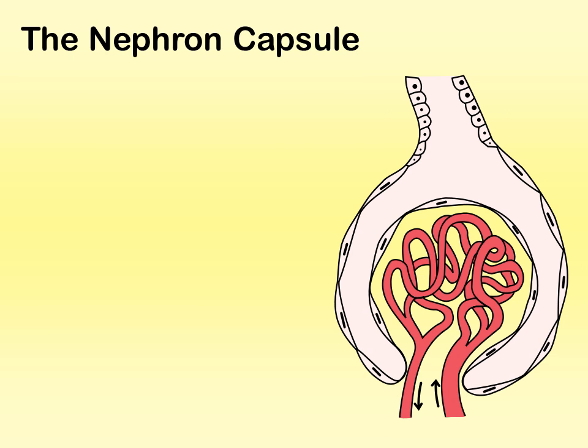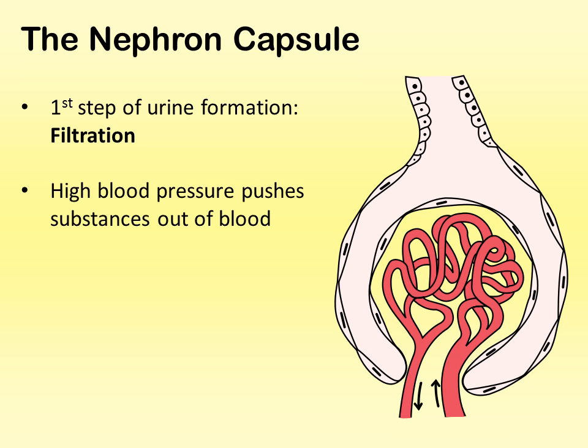Okay, so let's start the process of urine formation by looking at the first step, filtration, which occurs in the nephron capsule. So again, this is the first step of urine formation, filtration. It happens here in the nephron capsule. The blood is passing through very thin capillaries here, and there's an amazing amount of blood pressure within this ball of capillaries due to there being a larger diameter of the entering blood vessel than the one that's leaving, causing a buildup of blood pressure.